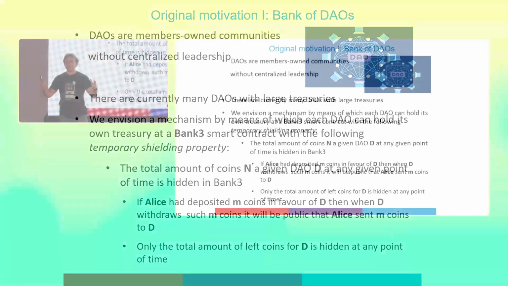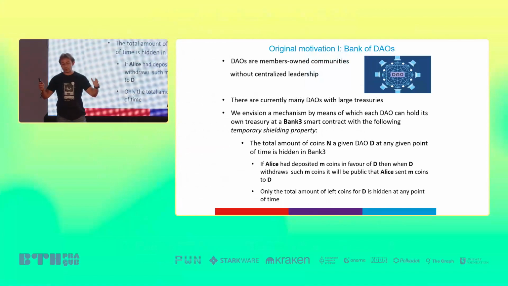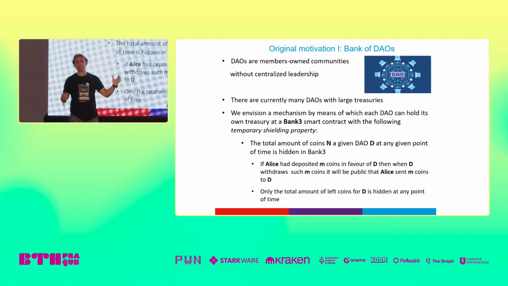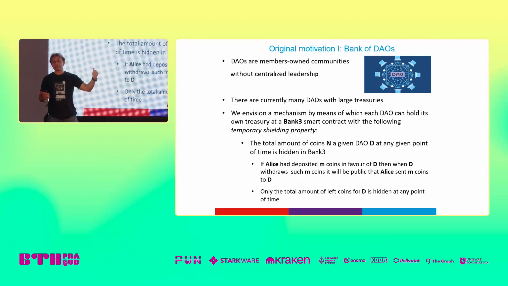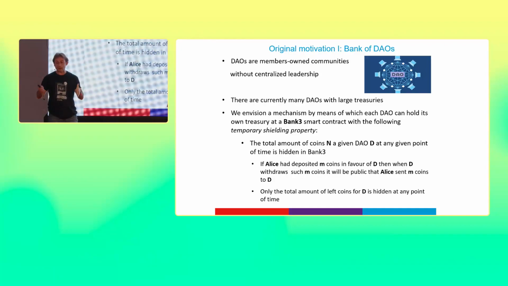So at any point in time, a given DAO that we call D, for example, will have a certain number of coins in the bank, for example, N coins. And this will not be visible by anyone. For example, if in the past Alice deposited M coins in favor of the DAO D, at some point, the DAO D can decide to withdraw such M coins, and only at that moment, at withdrawal time, it will be visible that Alice did the deposit in favor of the DAO D. But what will still be hidden is the quantity of coins left of the DAO D at the bank.